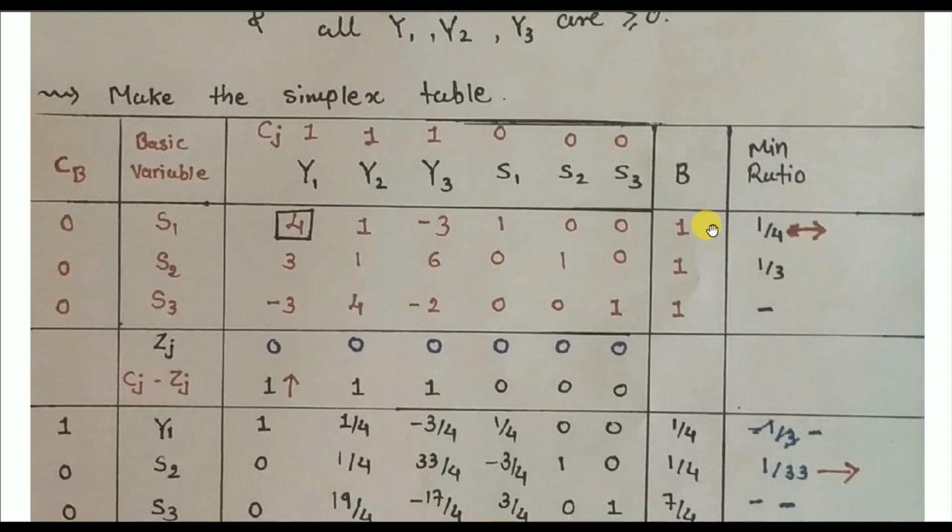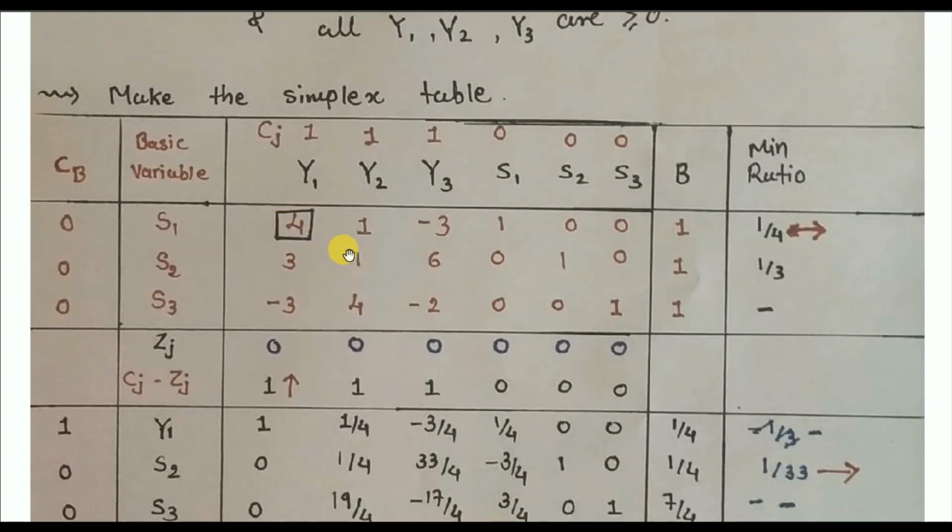Now we have to divide the constant values by our pivot column, that means 1 upon 4, 1 upon 3, and here it is minus 3, so we neglect the negative value in the minimum ratio. Now we choose the minimum value from these two to find our pivot row. So 1 upon 4 is the minimum value. That is why the leaving variable is S1 and the entering variable is y1. So this is our pivot row and this is our pivot column, and where the pivot row and pivot column intersect, that is our pivot element.